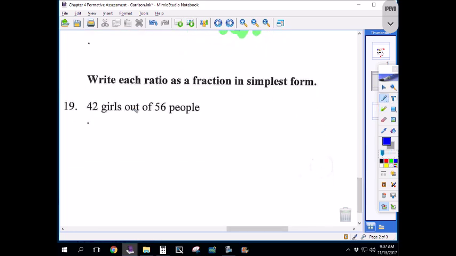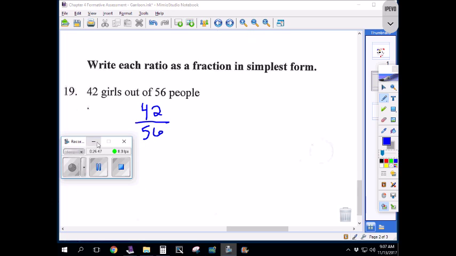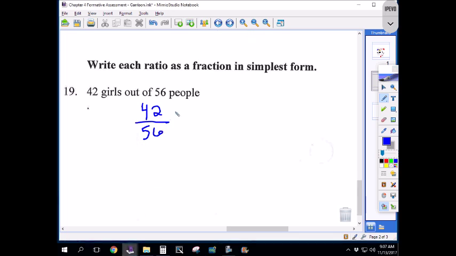Okay, simplifying. You had to write each ratio in simplest form, or as a fraction in simplest form. So we have the ratio 42 to 56, or 42 out of 56. If you're sitting here trying to figure out what these divide by, you could just say, well, they're even, divide by 2, or I know 4 plus 2 is 6, which is divisible by 3. 5 plus 6 is 11, is not divisible by 3. So you might just have to start with 2. So if you did start with 2, that's fine. You would end up getting 21 over 28, right, guys?